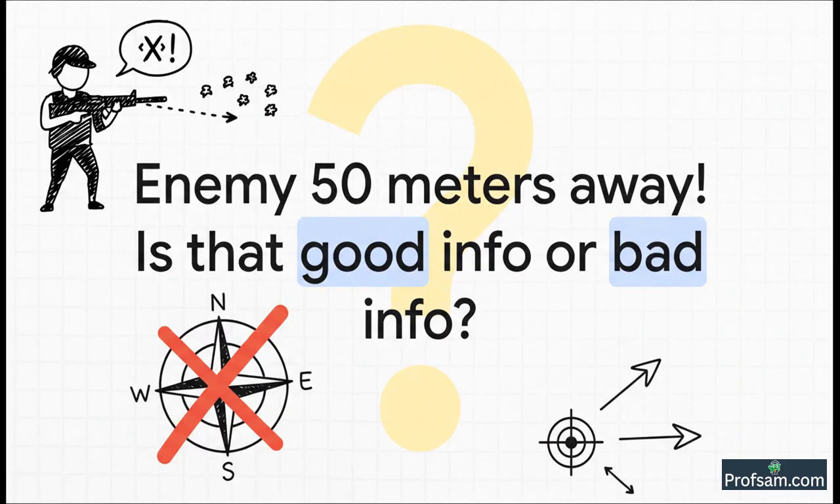Okay, imagine this. You're in the middle of a game, maybe PUBG, maybe Free Fire. Your teammate yells over the mic, "Enemy 50 meters away." Now think about it for a second. Is that actually helpful, or is it kind of useless? Yeah, it's pretty much useless info. 50 meters where? In front of you? Behind you? To the left? To the right? Without a direction, that number is just noise.